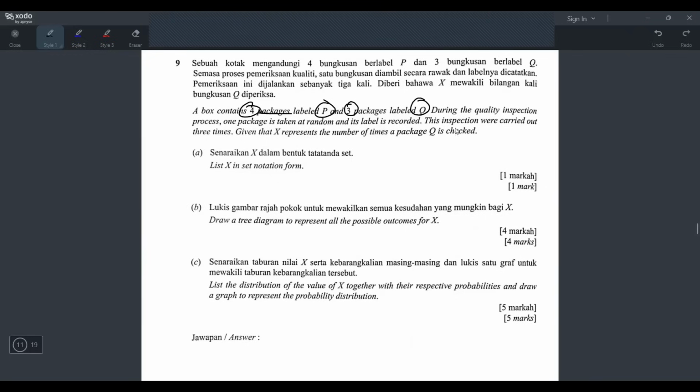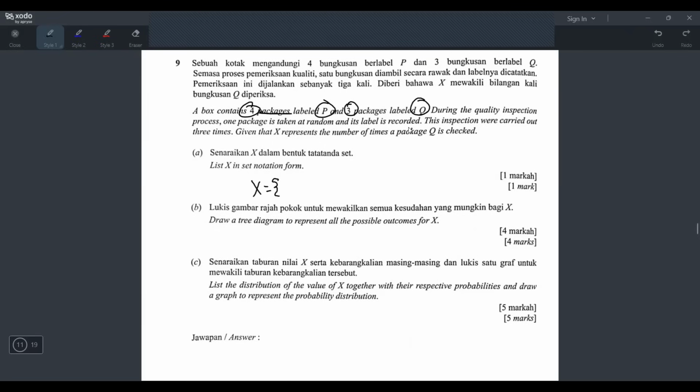And then they say this inspection will be carried out 3 times. Oh, 3 times. Given that X represents the number of times a package Q is checked. And then they say list X in a set notation form. I think this is a probability distribution question. Yeah, and it's under binomial distribution, right? Yeah, it's a discrete random variable. So when they say list X in set notation form, very easy.